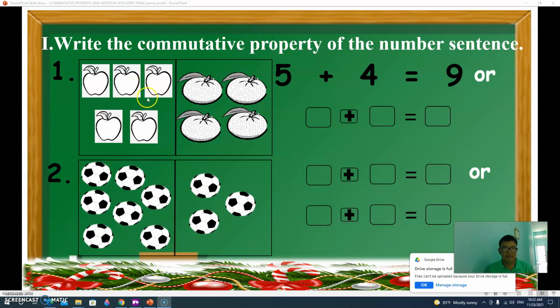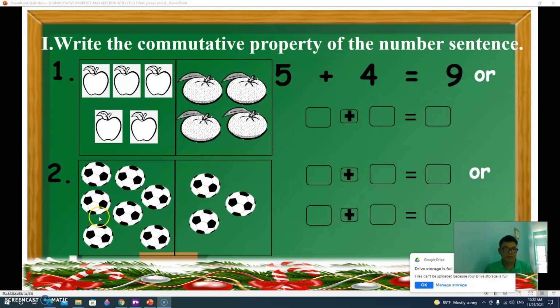5 plus how many oranges? 4. So 5 plus 4 equals 9, or you can say we're going to add 4 and 5. You write 4, and then you write 5. So the answer is the same, 9.